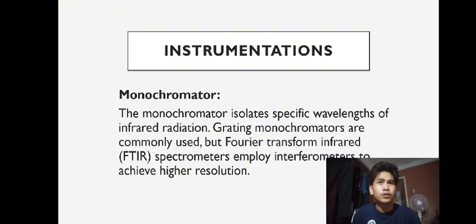Next is the monochromator. The monochromator isolates specific wavelengths of infrared radiation. Grating monochromators are commonly used, but Fourier transform infrared spectrometers employ interferometers to achieve higher resolution.